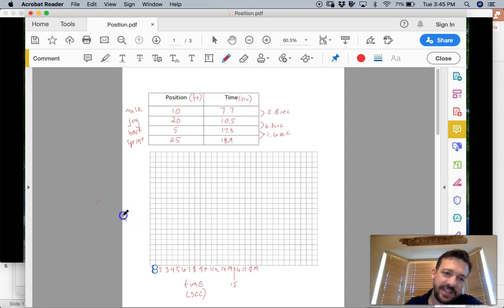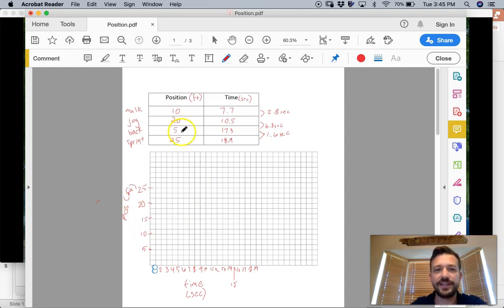This is going to be my position. So I'll just do POS, position. Okay, so it goes to 25 feet. Let's do every 5 feet, like I would measure it off, and we'll do it every 3 of these. So there's my 5 right here, and 1, 2, 3. Here's my 10. 1, 2, 3. Here's my 15. 1, 2, 3. Here's my 20. 1, 2, 3, and there is my 25, the ending. Okay, and we measured our position in feet.